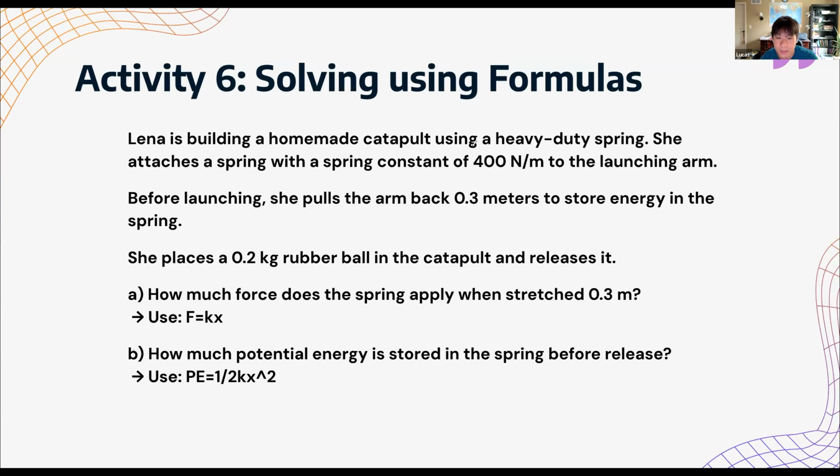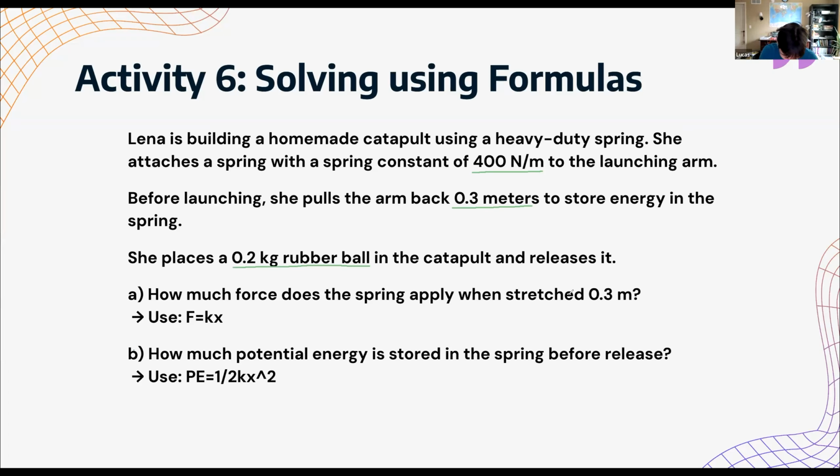Lena is building a homemade catapult using a heavy-duty spring. She attaches a spring with a spring constant of 400 newtons per meter to the launching arm. Before launching, she pulls the arm back 0.3 meters to store energy in the spring. She places a 0.2 kilogram rubber ball in the catapult and releases it. A: how much force does the spring apply when stretched 0.3 meters?